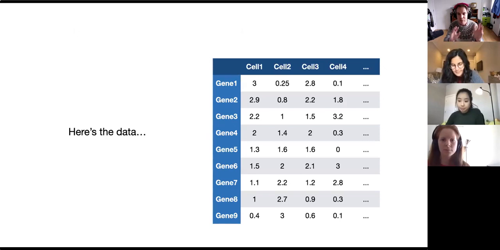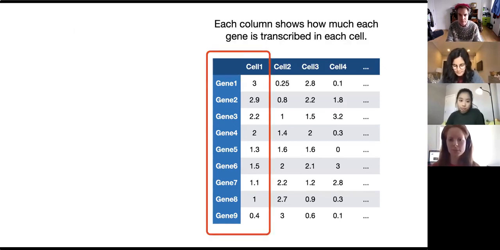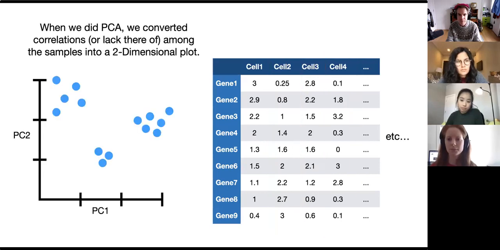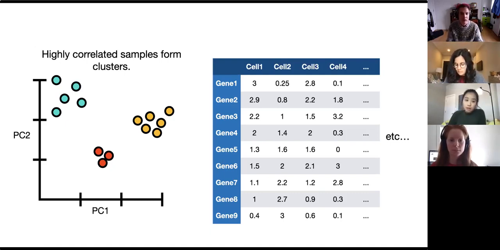Okay, so here's our data, just like we had a few minutes ago. Each column shows how much each gene is transcribed in each cell. And when we did PCA, we converted the correlations or lack thereof among the samples into a two-dimensional plot. Or we did it with singular value decomposition, and we projected it into some high dimensional space, and we found that best fitting line, and we called that PC1, and we found the second best fitting line that was perpendicular to PC1. We called that PC2. Okay. So highly correlated samples form clusters.